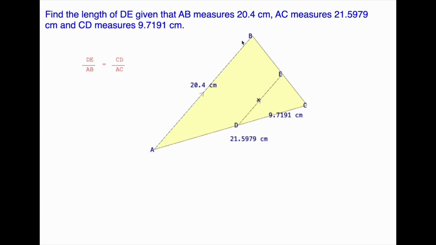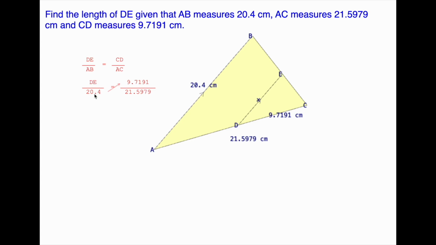D to E to A to B is the side D to C compared to this whole side A to C. I'm after D to E. I'm going to cross multiply the A to B up like that. Let's fill in everything we know. The A to B is 20.4. The C to D is 9.7191. The A to C is the 21.5979.